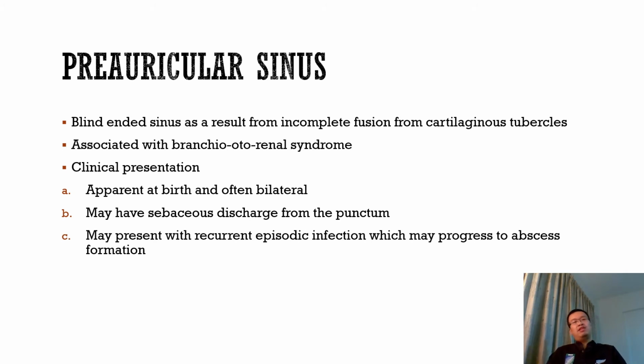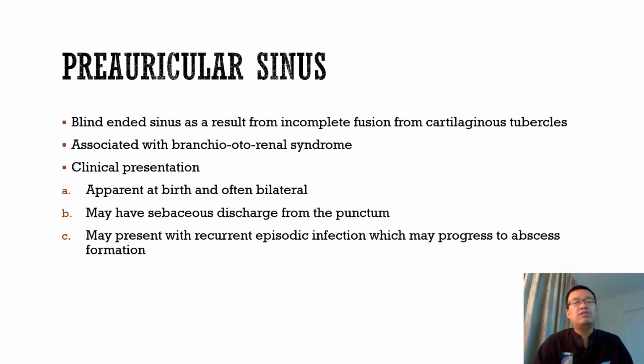Next up, preauricular sinus. It's a blind-ended sinus as a result of incomplete fusion of the cartilaginous tubercles. It's associated with branchio-oto-renal syndrome. Branchio meaning the branchial arch, so branchial arch anomalies. Oto, the ear, so ear anomalies. Renal, kidney. The clinical presentation is apparent at birth and often bilateral.